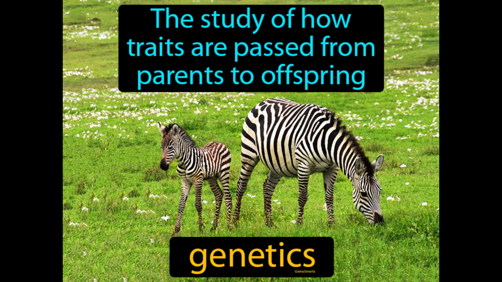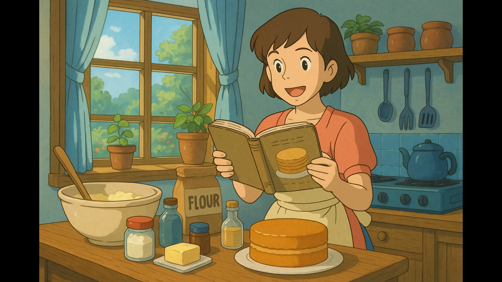The study of how traits are passed from parents to offspring. Genetics. Genetics is the science of understanding how living organisms inherit characteristics from their parents. Imagine trying to bake a cake using a recipe passed down through generations in your family. Just as you rely on this recipe to recreate the same delicious cake your grandmother used to make, genetics is the process by which organisms pass down traits, like eye color or height, from parents to offspring, using a biological recipe. In this analogy, the recipe represents genetic information. The ingredients are the genetic material inherited from each parent. And the cake is the resulting traits expressed in the offspring.